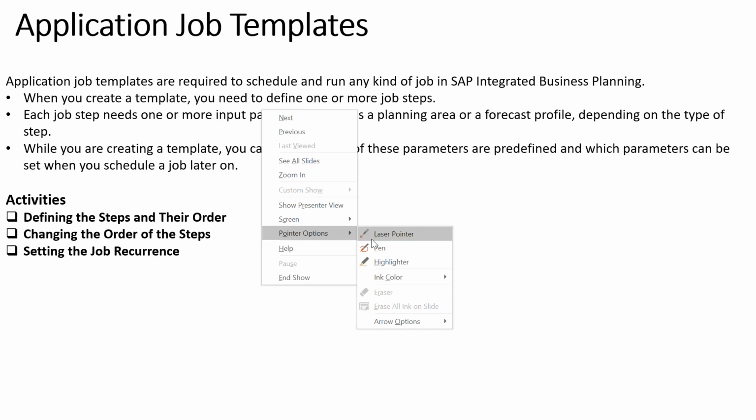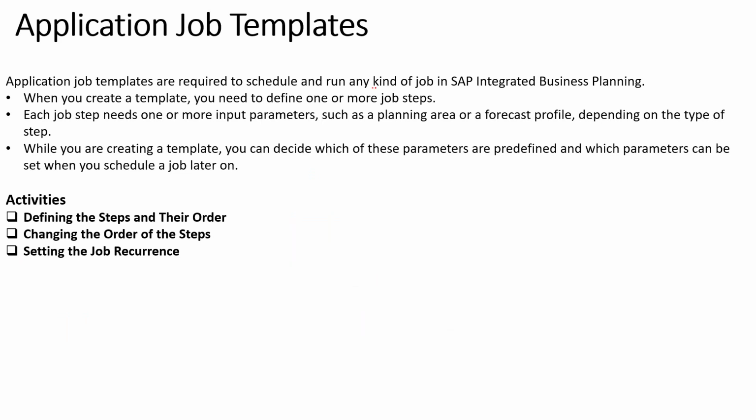So application jobs is for any kind of a job. When you create a template, you need to define one or more job steps. Each job step needs one or more input parameters, such as a planning area or a forecast profile, depending on the type of the step. As we have seen, when I picked up the S&OP operator, it asked for the planning unit. When I click on forecast profile as one of the steps, then it will ask me the kind of profile that it has to run, and the algorithms, etc.